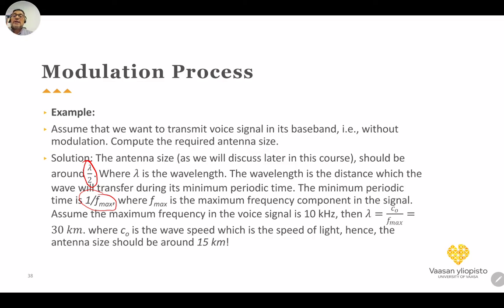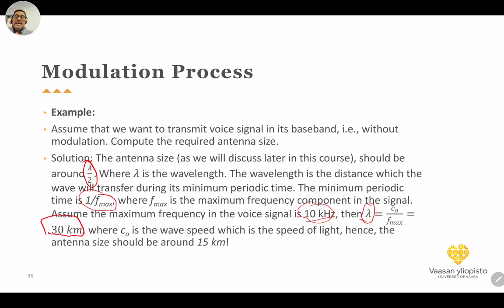Now if we take the voice signal, the maximum frequency, if we assume it is around 10 kilohertz, as I said it is slightly less, but if we assume 10 kilohertz, this is the maximum frequency in the voice band that we want to transmit over a wireless channel. Lambda is the distance, because the electromagnetic wave moves at the speed of light, so lambda equals C0, the speed of light, divided by F maximum. F maximum is 10 kilohertz, the speed of light is 3 times 10 to the power 8 meters per second, and if you make this computation, you will get 30 kilometers.